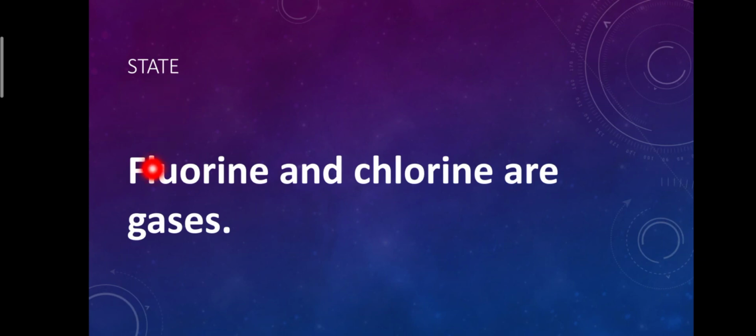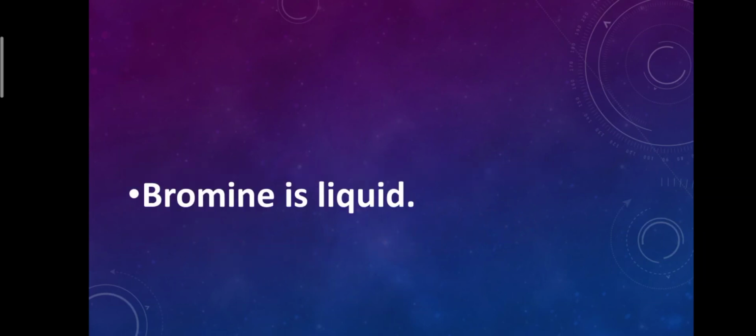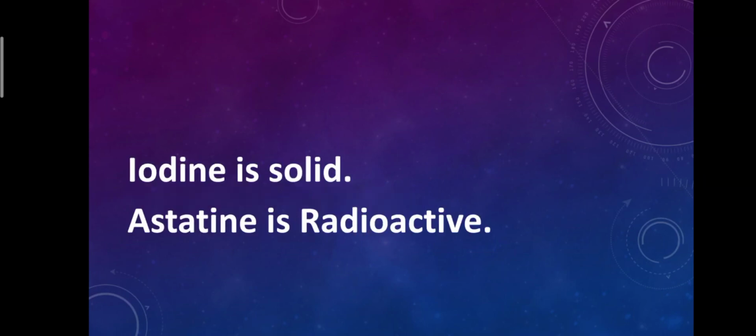State: fluorine and chlorine are gases. Bromine is liquid at room temperature. Iodine is solid at room temperature, while astatine is a radioactive element.